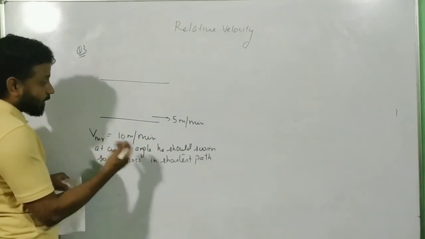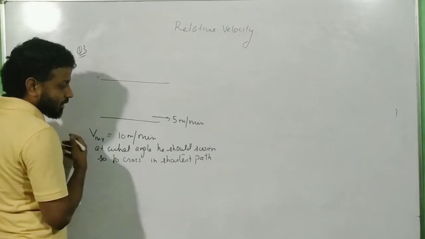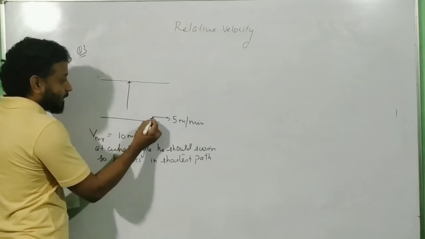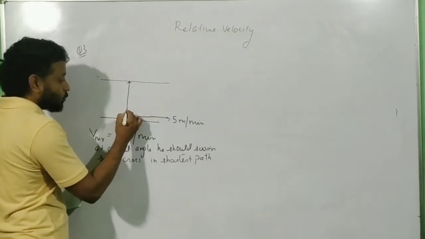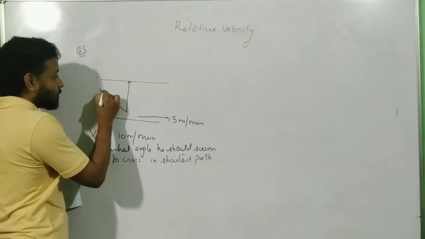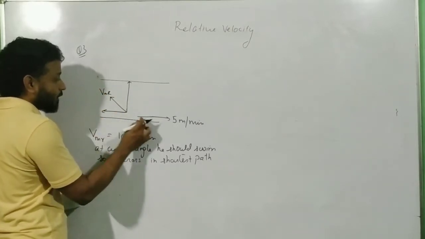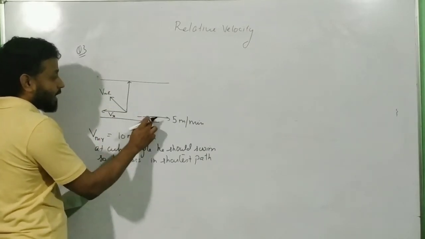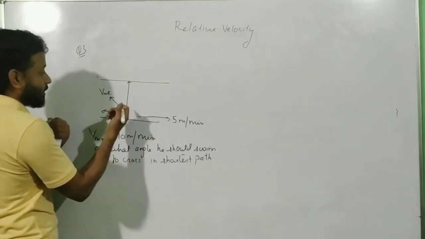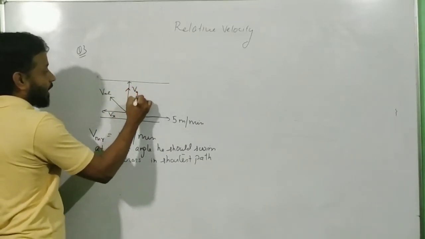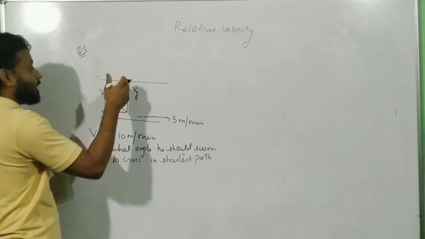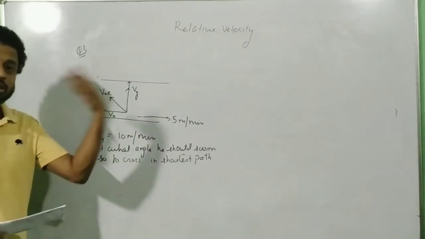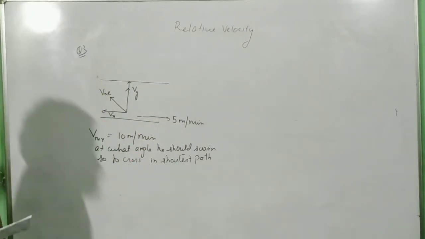So if it has to cross the shortest path, that means the net velocity as seen by the ground observer must be in this direction. If the velocity of the river is in this direction, the swimmer must swim in this direction. This is your VMR, in such a way that the Vx component of this velocity and the 5 meter per minute should cancel each other. The remaining Vy is the final answer, due to which it will cross exactly to the opposite side of the river without any drag or shift. That is the case when we say that it has crossed the river in shortest path.